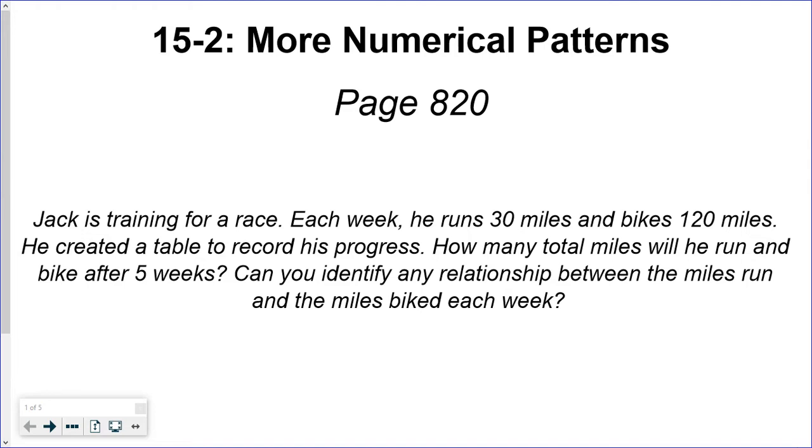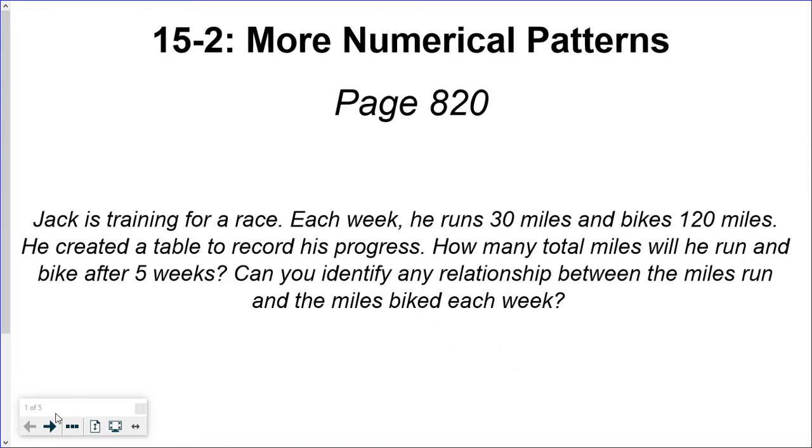The example that's in your book is on the screen. It says, Jack is training for a race. Each week he runs 30 miles and he bikes 120 miles. Okay, so what he did was he created a table to show his progress. Now, how many total miles did he run and did he bike after 5 weeks? And here again is the question we talk about. Can you identify the relationship that comes between the miles that he ran as well as the miles that he biked?